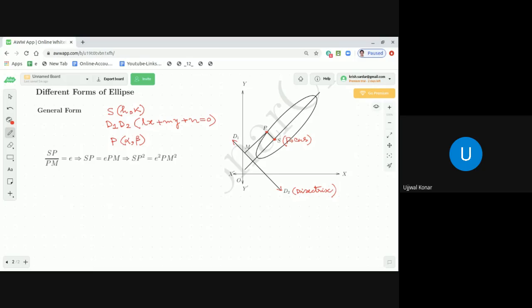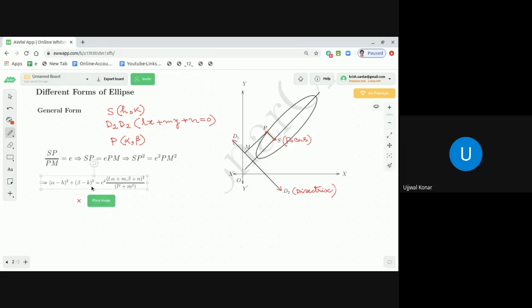No need to mention the fixed one. So PM is the perpendicular distance from the point P to the line D1, D2. We know the coordinate of the point P, which is alpha comma beta. And we know the equation of the directrix D1, D2 is Lx plus My plus N equal to 0. So it is not at all a complex task to give the equation of this, SP square equal to E square PM square.